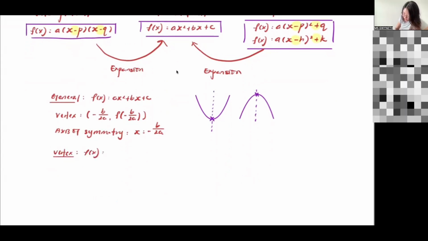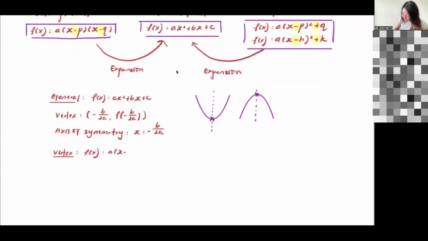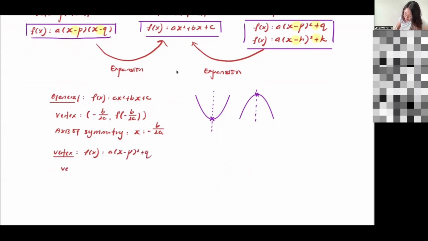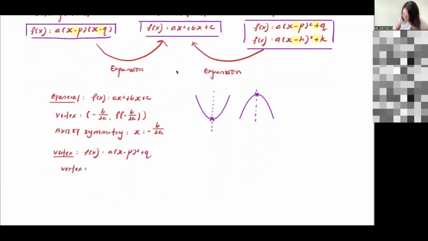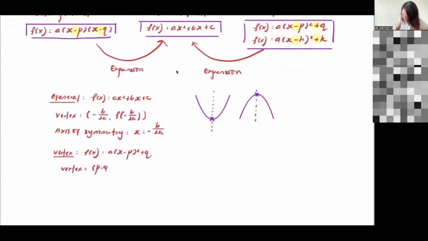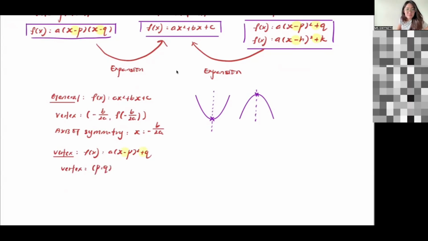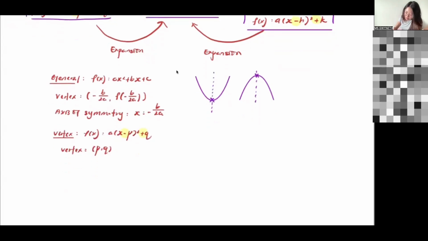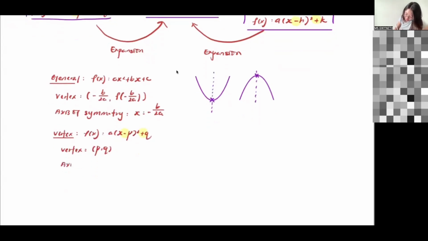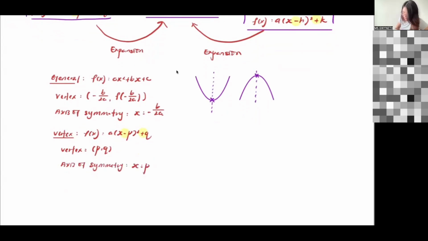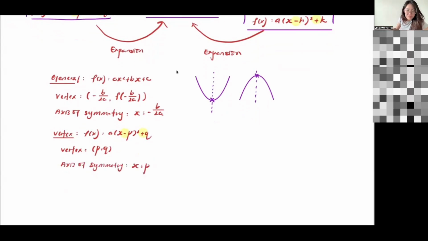And then next, vertex form. f(x) equals a times (x minus p) squared plus q. The vertex here is (p, q). Be careful, this must be negative, this is positive. Axis of symmetry, x equals p. That's your axis of symmetry.